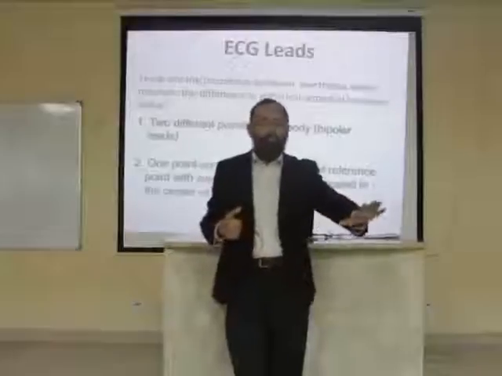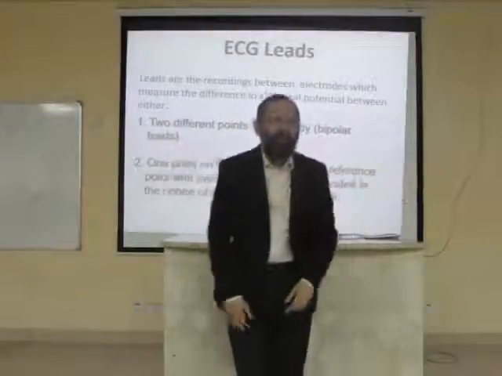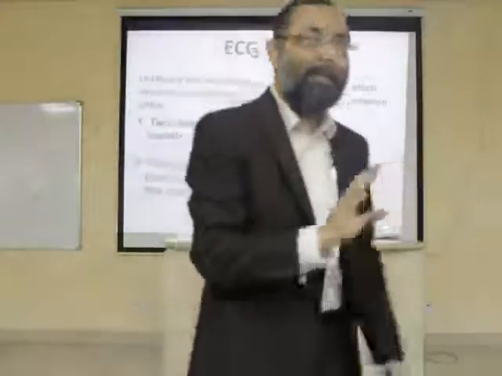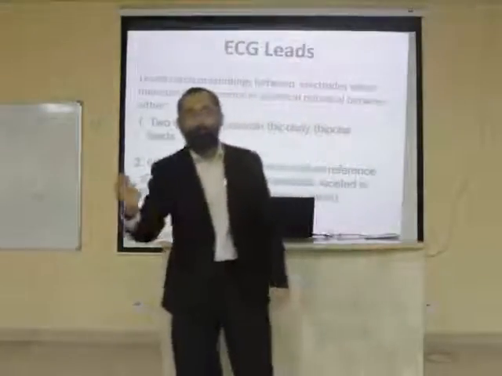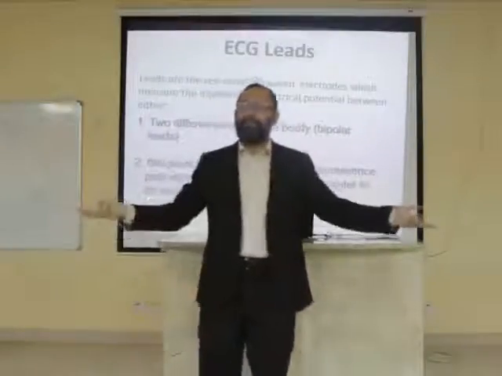Any lead which is using two poles, positive and negative pole, you will call it unipolar, bipolar or multipolar? Bipolar. Now you understand the meaning of the bipolar lead. So in a bipolar lead system, how many poles are used? And what are these poles? Positive and negative. Simple. Just opposite to each other, right?